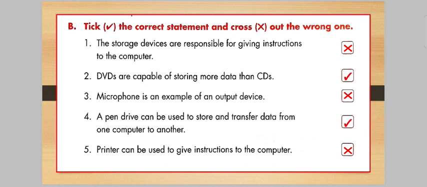Next is microphone is an example of an output device. This statement is wrong. Microphone is an input device and we can input our voice by using this device. Next is a pen drive can be used to store and transfer data from one computer to another computer. This statement is correct. Next is printer can be used to give instructions to the computer. This is false. Printer is an output device, so this statement is wrong. So these are the few true false questions from this chapter.